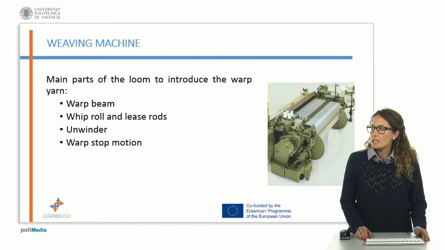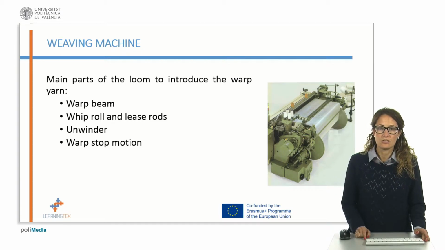The main parts of the loom to introduce the warp and yarn are the warp beam, whip roll and lease rods, and heddles and warp stop motion. The beam is the device that holds the warp yarns, and it is located at the back of the loom. This is controlled by the unwinder, which causes the rotation of the beam and the warp feed.